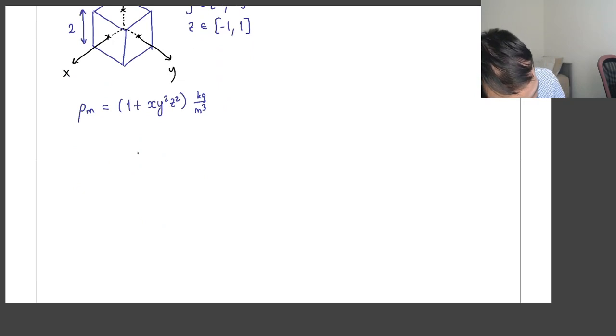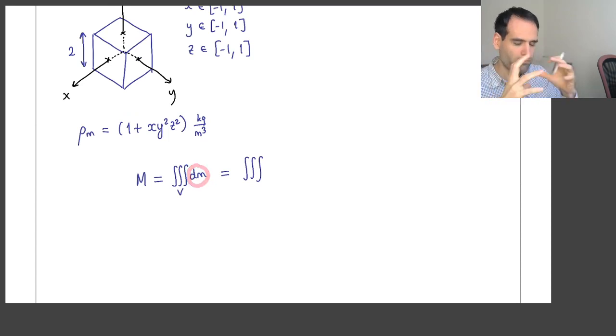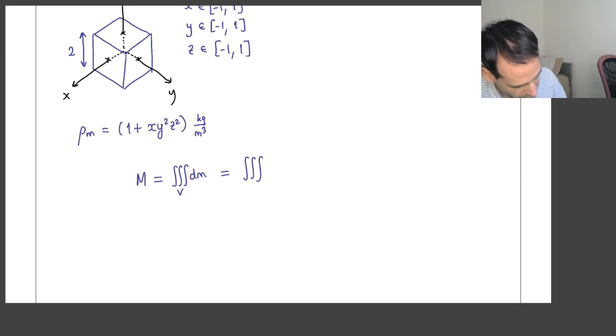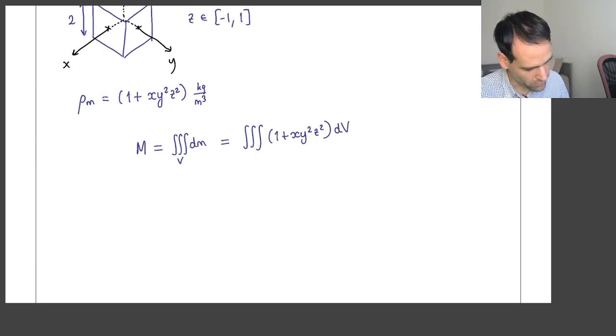So the mass of this cube is equal to the triple integral of dm in the volume V, which is equal to the triple integral of, what's dm? It's the mass of a little mini cube. So that's equal to the density, which is 1 plus x, y squared, z squared, multiplied times the differential volume. Okay? So that's how you would do it.